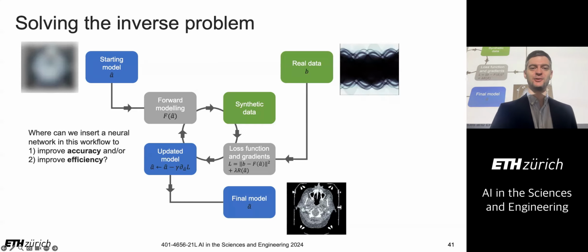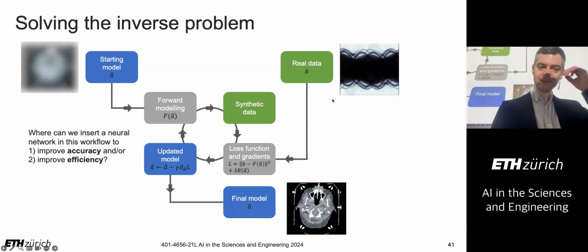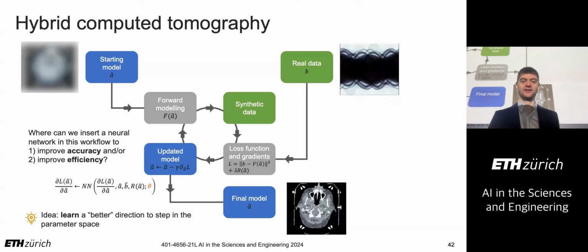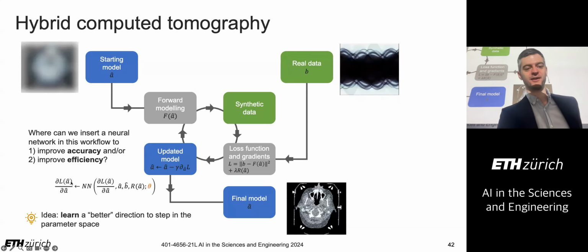Okay. So two very good ideas. You managed to guess exactly what I'm going to show. So well done. This is exactly what we're going to try and do. We're going to have a neural network here, which tries to take a better direction than gradient descent.